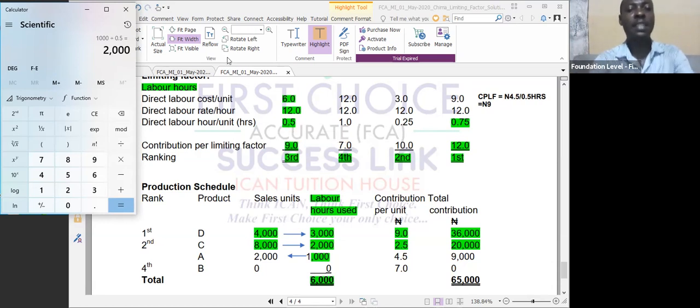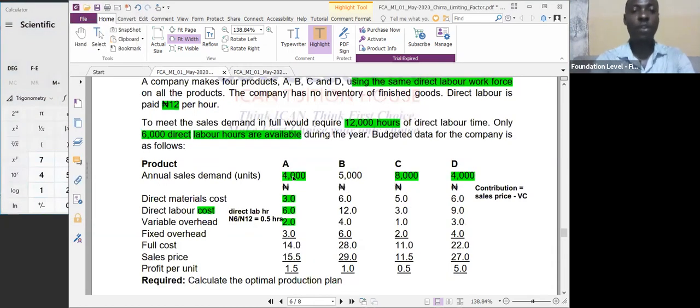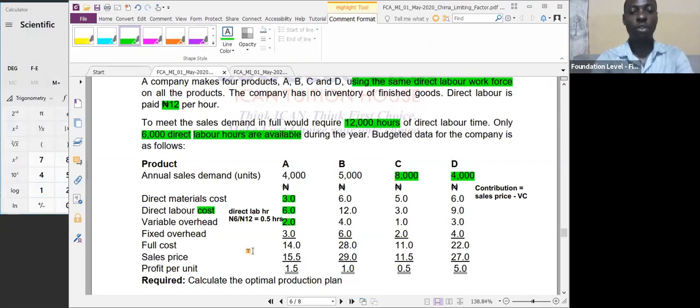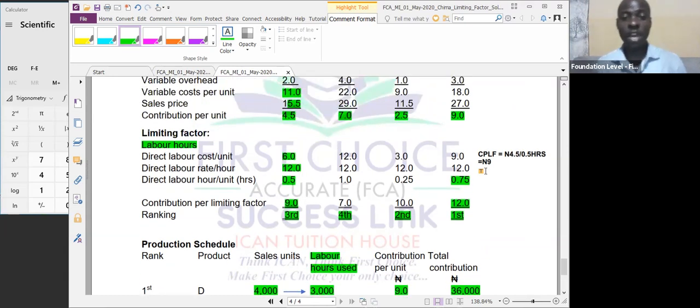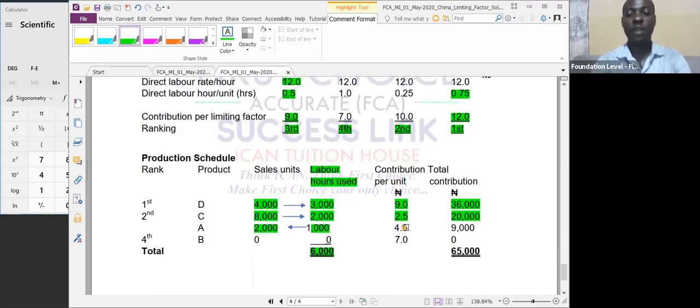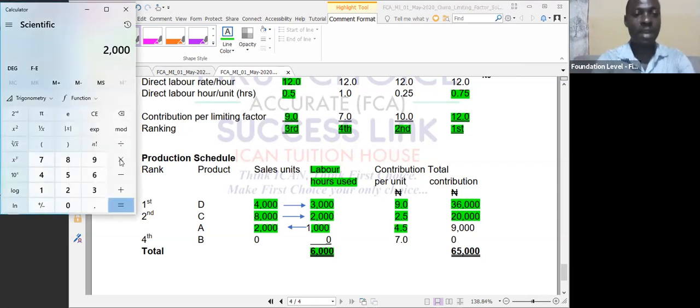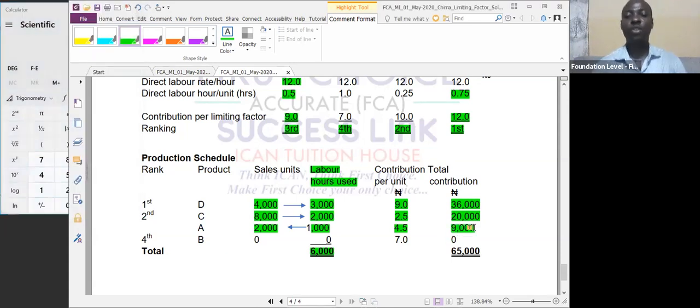So as against the 4,000 units that is demanded from us, we are going to be doing 2,000 units. So that's what informs this 2,000 units. We are doing backward calculation. We have 1,000 hours remaining. It can only go for 2,000 units. So what is our contribution per unit? Contribution per unit for A is 4.5, and that is this 4.5 that we have here. So we say 2,000 multiplied by 4.5. It gives you 9,000 naira as your contribution from A.